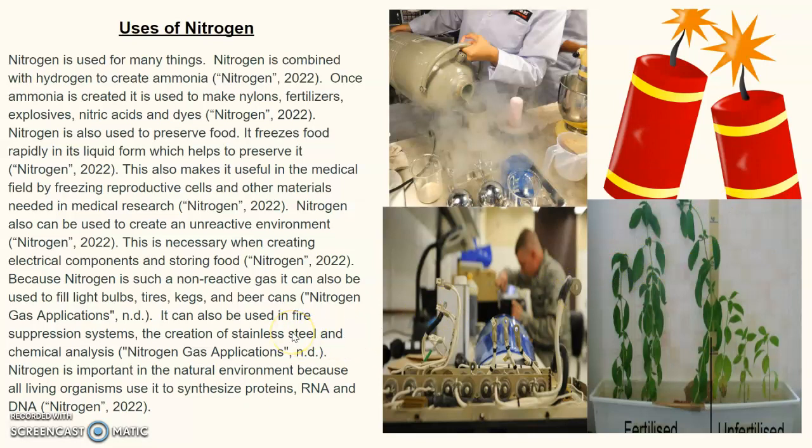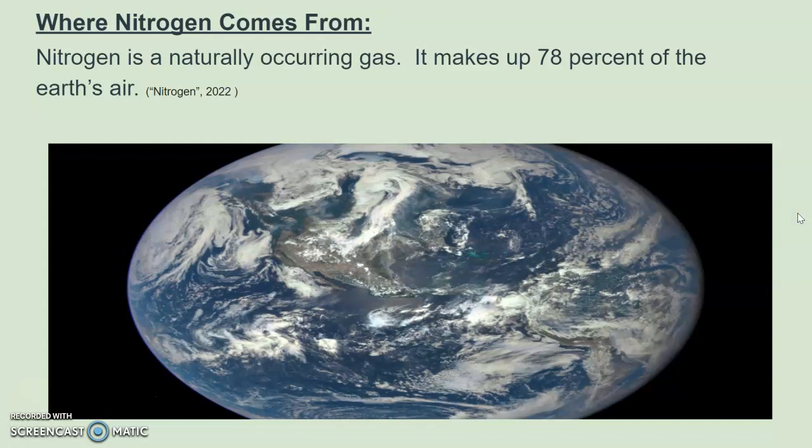It's also used in fire suppression, creating stainless steel, chemical analysis, and it's also very, very important in the natural environment because all living organisms use it to synthesize proteins, RNA, and DNA. Nitrogen is a naturally occurring gas. It makes up 78% of the Earth's air.